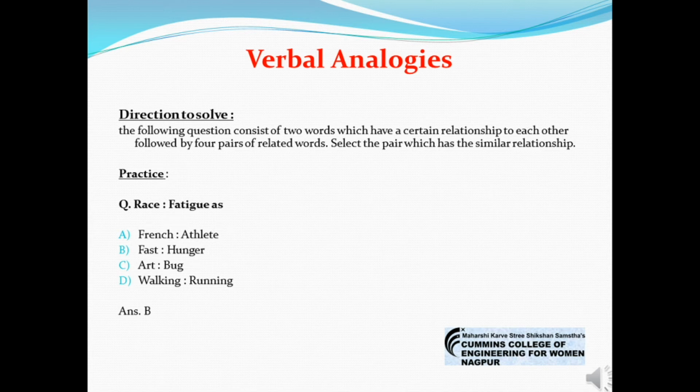We'll see some examples with the kinds of relationships given. The first relationship is purpose relationship, second is cause and effect relationship, third is part and whole relationship, and fourth is part and part relationship, fifth is action to object and object to action relationship, sixth synonyms relationship, seventh antonym relationship, eighth association relationship, ninth place relationship, and the tenth one is degree relationship.